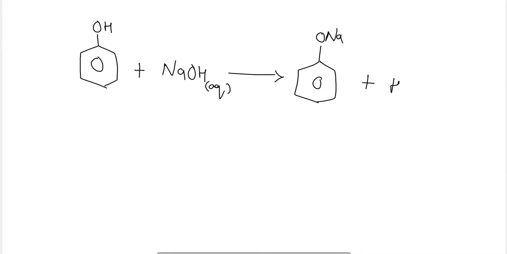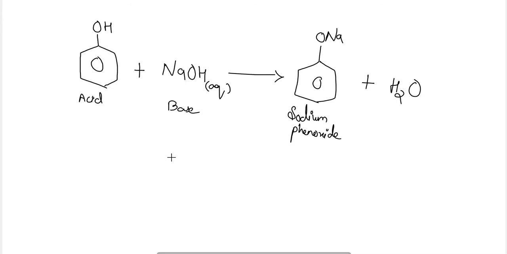and H2O, water. So this is a neutralization reaction, and here a salt, that is sodium phenoxide, and water are produced, which shows that it is a neutralization reaction. In a neutralization reaction an acid reacts with a base to form salt and water. So here the phenol is acting as an acid.